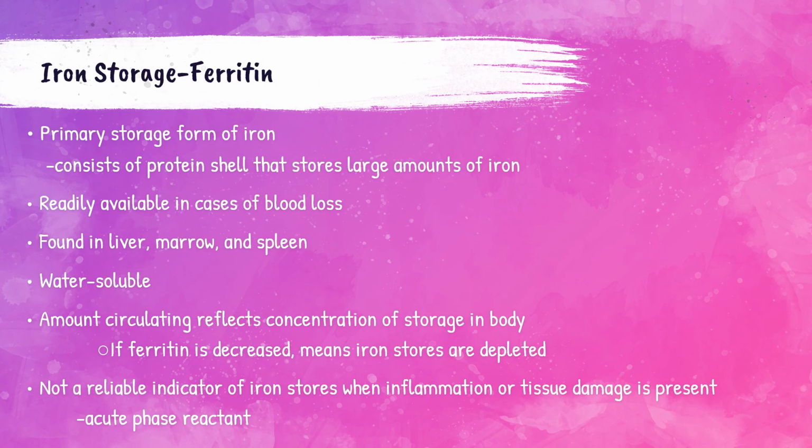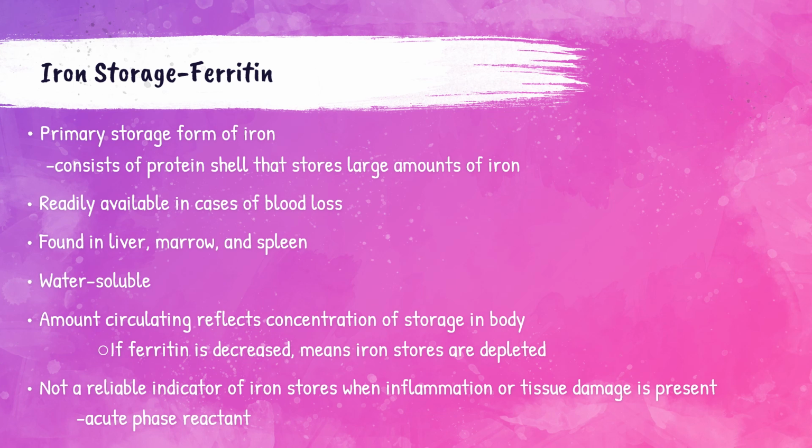Ferritin is the primary storage form of iron found in the liver, bone marrow, and the spleen. It is readily available for use in case the body experiences blood loss. It decreases early on in iron deficiency disorders, but increases in conditions of iron overload. It is what we call an acute phase reactant, which makes it an unreliable indicator of iron stores in the body if the body has increased inflammation.